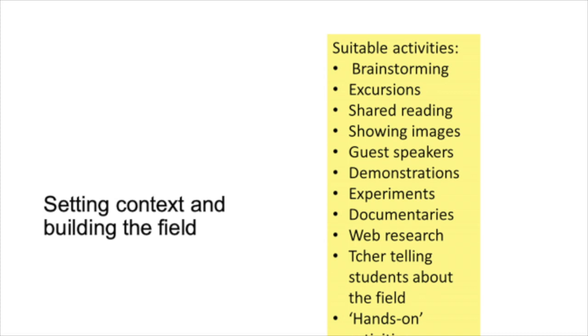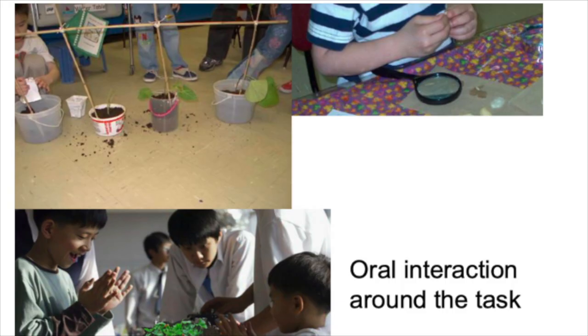Okay, so the next one is just some of the things that you might do in order to build the field. You could brainstorm, go on an excursion, read, show images, show a YouTube clip, have someone in to speak about it, demonstrate. You might have done an experiment at home. You've done some pictures and you can show them how plants start to grow. You could watch part of a documentary. So there's lots of different activities that can guide you.